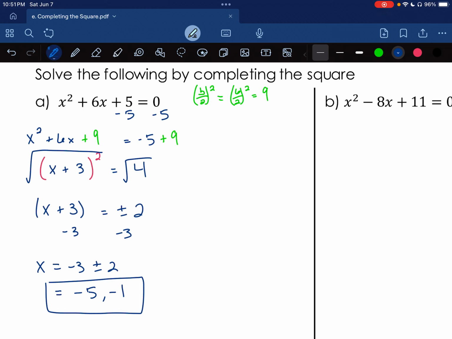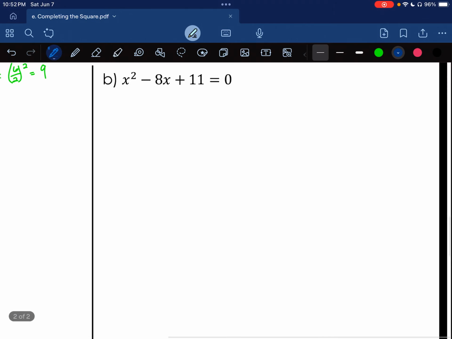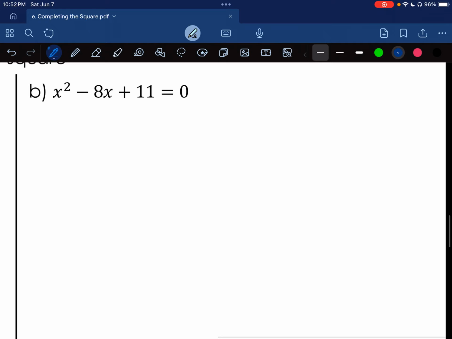All right, next, we've got x squared minus 8x plus 11 equals 0. All right, what do I do? That's right, we're going to move that 11 to the other side. Get rid of it. It is really ruining this for us, making it not perfect.